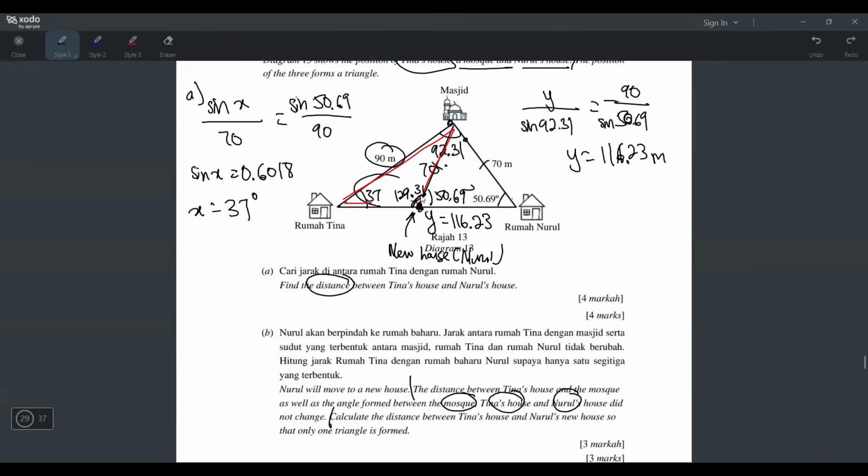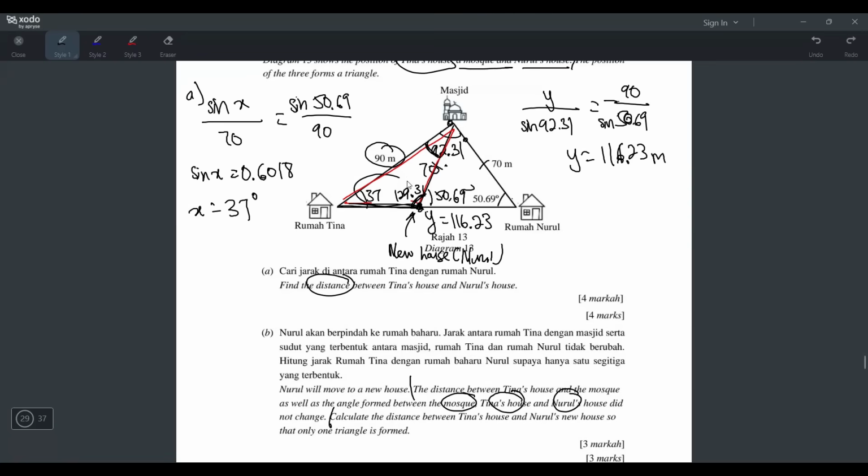129.31, right? And how to find the distance down here? Can I get the angle atas and then use sine rule? Boleh kan? So yeah, you can find the panjang here by using sine rule, right? But you need the angle opposite, which is this angle right here. How to get this angle? Just take 180 minus 37 minus 129.31.